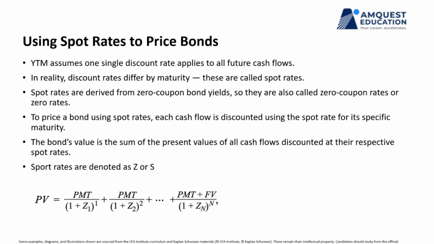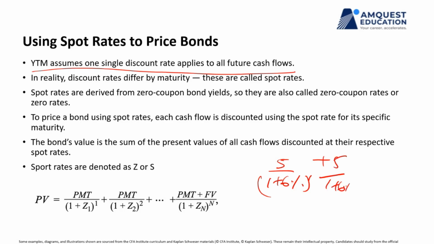So what do we mean when we say forward rates? Generally, in all our calculations, we assume YTM is a single discount rate and applies to future cash flows, right? So if you remember 5 upon 1 plus 6% raised to the power 1, 5 upon 1 plus 6% raised to the power 2, and we keep doing that till the last year, raised to the power n. Now the problem is this 6% constant assumption is itself flawed because rates will change every second, every minute. But that is a fundamental assumption. We work with this assumption that YTM is a single discount rate that applies to all future cash flows.